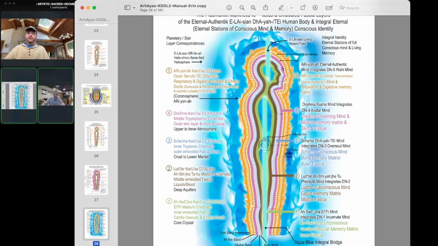So cool. Yeah. And so as we see the magnetosphere dissipate, we should see the restoration of the coronasphere planetarily and in our bodies. And we can expedite that process by doing this with ourselves, because that helps the planet to do it too.